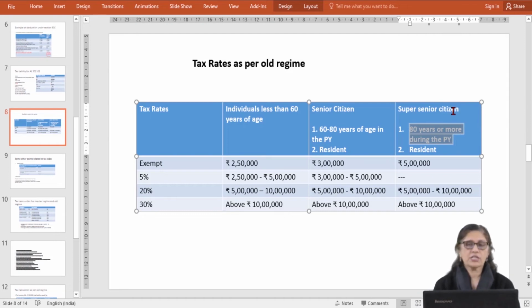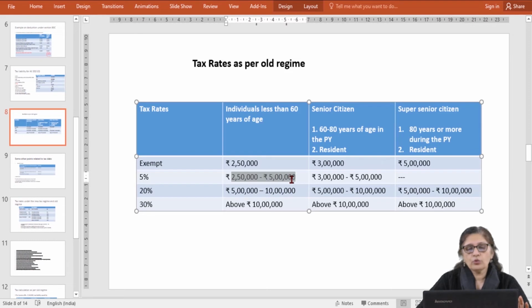So if an assessee is 80 years of age, but he is a non-resident, then this category of taxes will apply to him. Then this higher benefit of exemption will not be available. It's available only if, one, age, and two, you have to be a resident in India. Now, first 2,50,000 is exempt from tax. There is no tax on first 2,50,000.